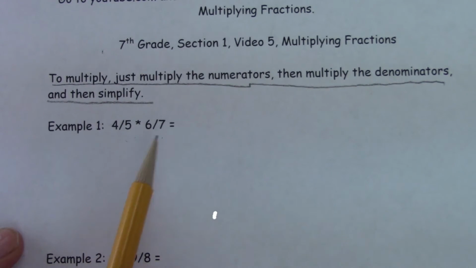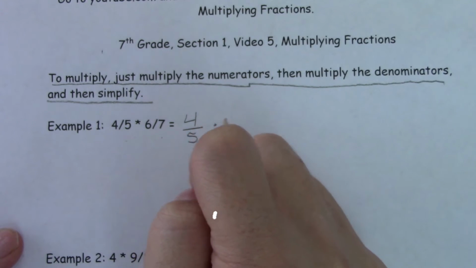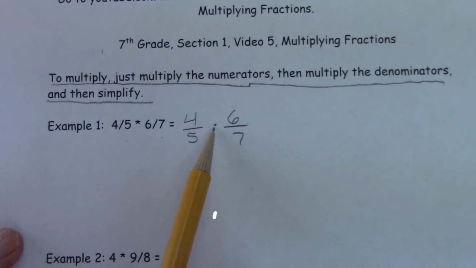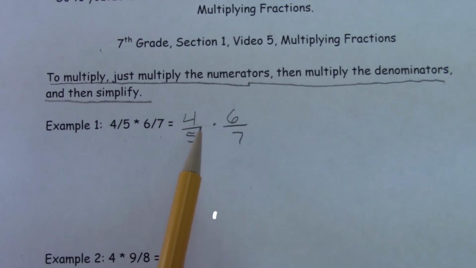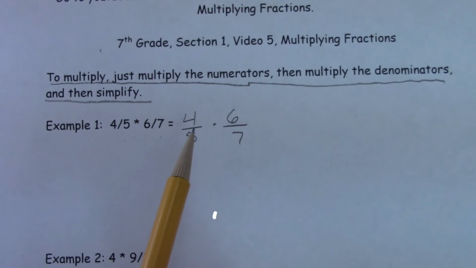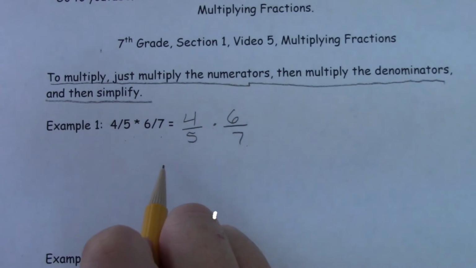Let's look at the first example. The first example I have is 4 over 5 times 6 over 7. Now, when you make your multiplication symbol, be sure to use the dot. Don't put an X because that's kind of confusing with an X. So I have 4 over 5 times 6 over 7. So to multiply, I'm just going to literally multiply the numerators together and then multiply the denominators together.